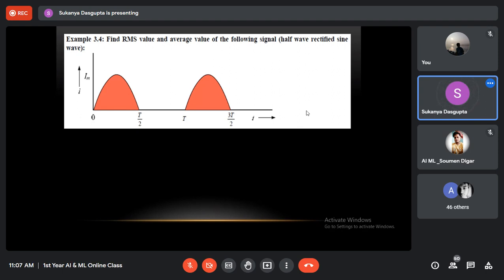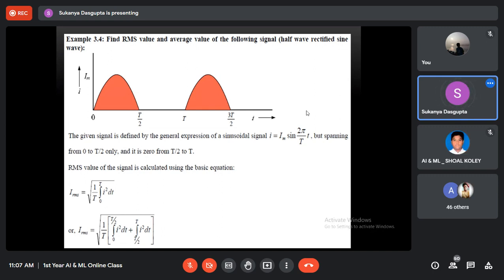How to measure? Can anyone tell me how to find the average? Which formula will be used? How to calculate the average value? 1 by T integral 0 to T I dt. It's a current signal, so we'll consider the function as the current I dt. And what is the total time period of this signal given in the figure? Capital T.